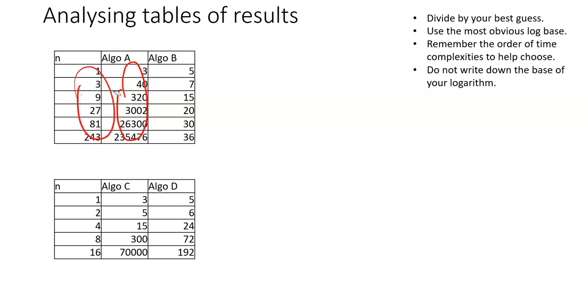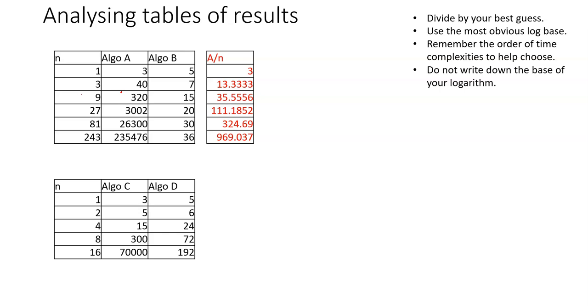So for my first one, suppose I think that it's linear. I try big O of n. I do 3 divided by 1, 40 divided by 3, 320 divided by 9, and so on, and I get these numbers here. What you can see is that the number of operations is increasing when dividing by n. So this isn't going to be right, because we need a constant, multiplied by n, which is always bigger than the number of operations. And that's clearly not going to work in this case.